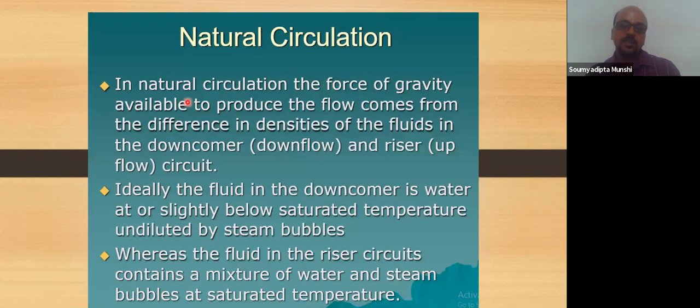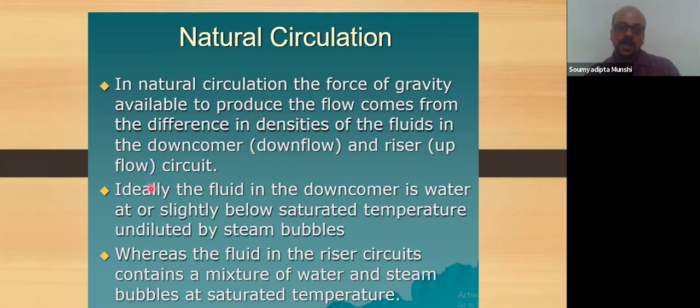So in natural circulation, you can see in this slide, the force of gravity available to produce the flow comes from the difference in the density of the fluid in the downcomer and the riser circuit. What I already told you: the main force of this circulation is the difference in the density between the incoming water and the water which goes back to the drum. Because the water which goes back to the drum is a mixture of water and steam, that means the density is less. So due to this density difference, there is a force acting to circulate the water.